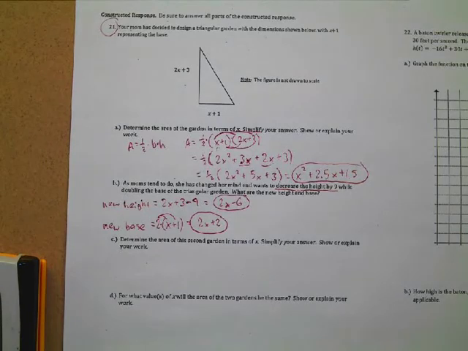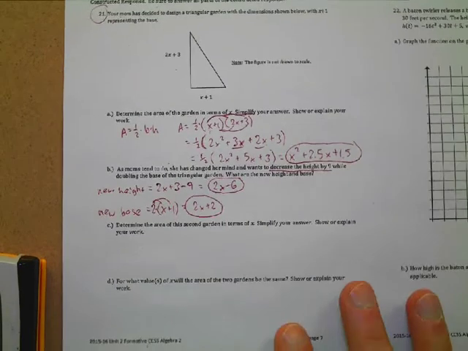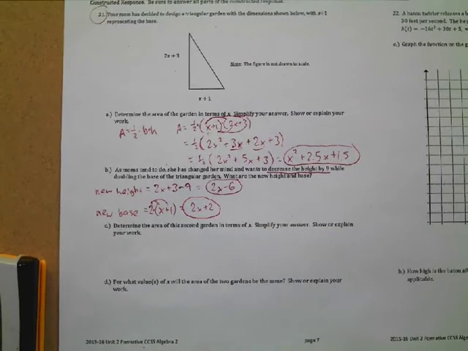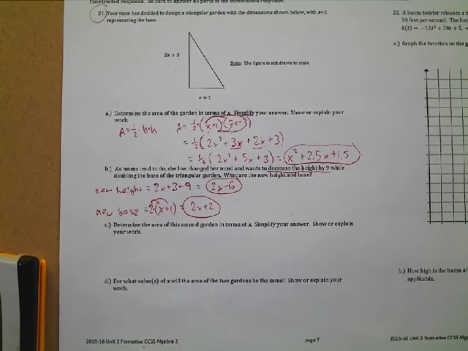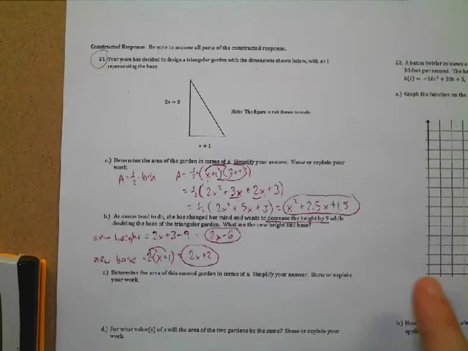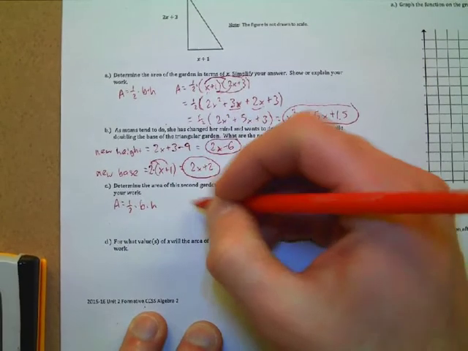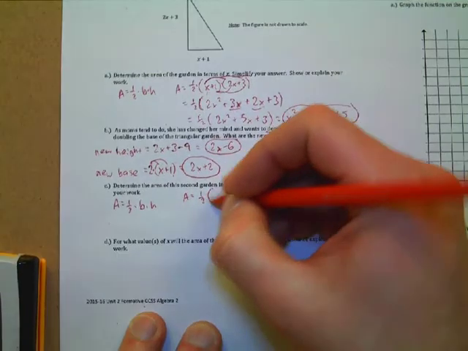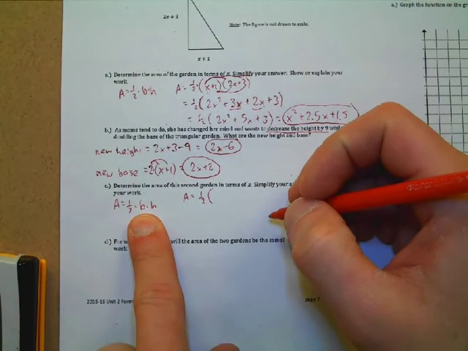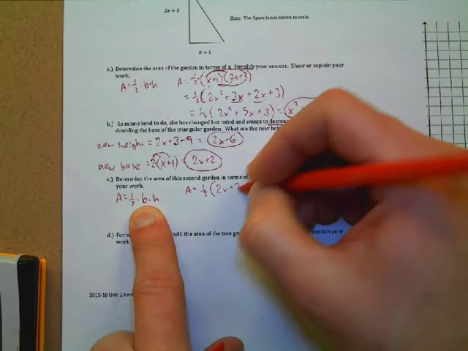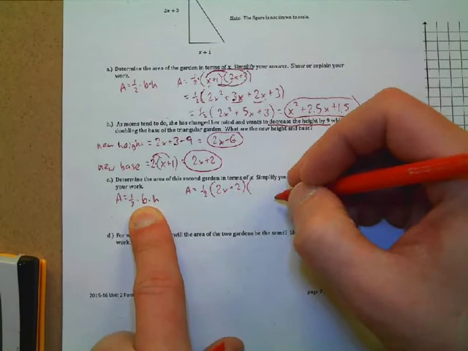Okay, all right, letter C. Determine the area of this second garden in terms of x. Simplify your answers, show or explain your work. So we're supposed to now find the area of this new garden with the new height and new base. What's the shape of this garden still going to be? A triangle, right? So we're still going to use our old area formula, 1/2 times the base times the height. Except now when I go to type this in here, what's the new garden's base, the second garden's base? 2x plus 2. And what's the new garden's height?